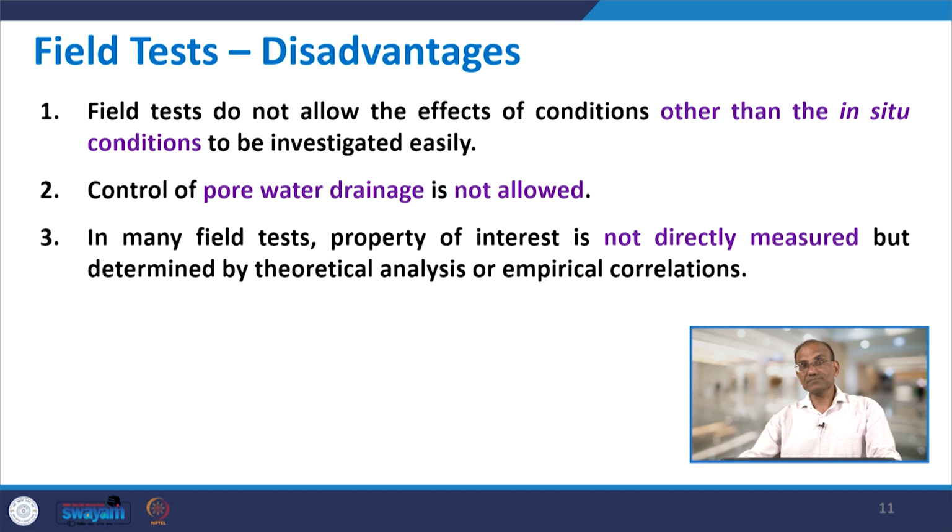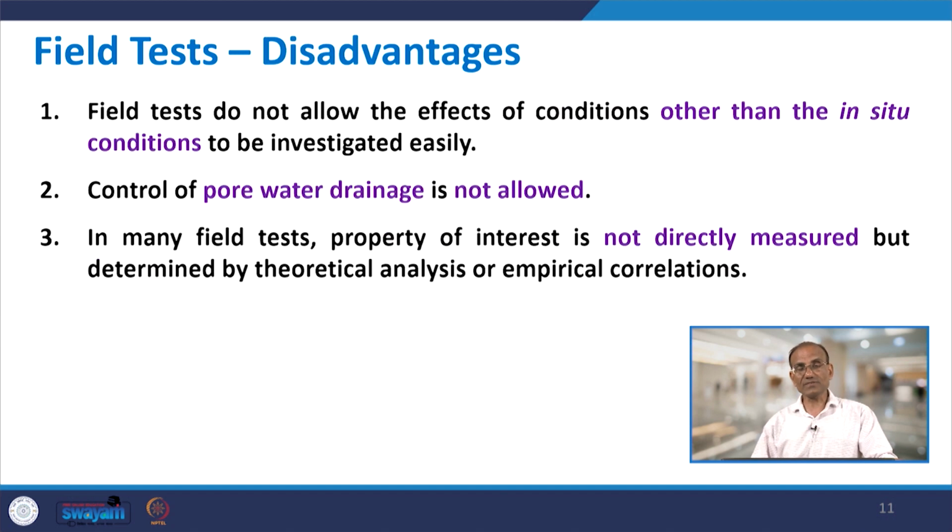In many field tests, the property of interest is not directly measured, but is indirectly determined by some theoretical or empirical relations. One example I can give: many times you use a geophysical test for measurement of shear velocity. The geophysical test is not a direct test where you collect the shear velocity directly; rather, it is an indirect test where you first find the relief wave velocity and then, using some process, you find the shear velocity. We will discuss these issues in detail further.